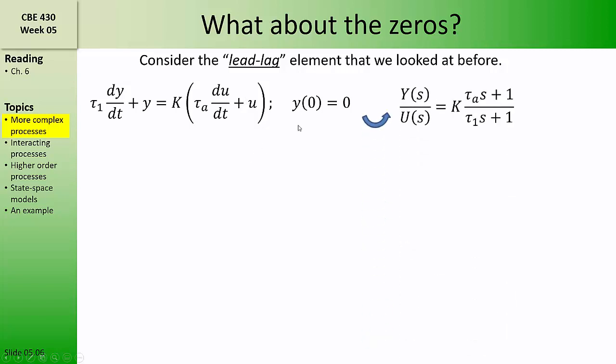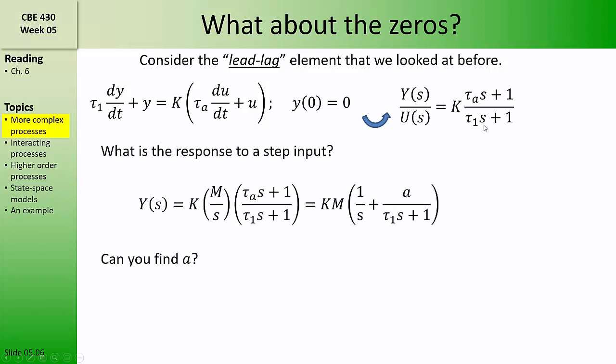When we take this into the Laplace domain, and we find the ratio of the output y to the input u, we obtain a tau a s plus 1 term in the numerator and a tau 1 s plus 1 term in the denominator. We call this type of transfer function a lead-lag element. What is the response of this transfer function to a step input with a magnitude m?